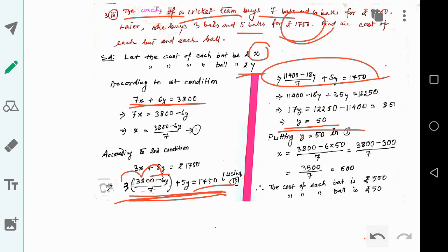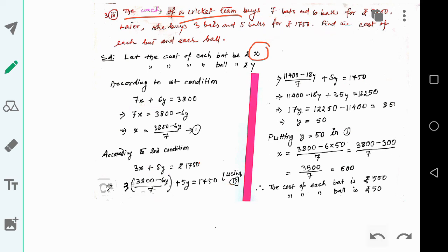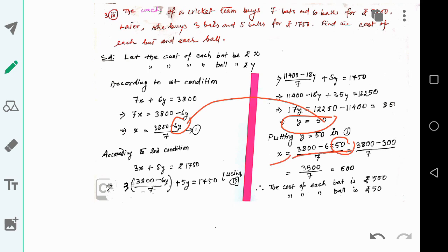Now putting this value of y in equation number 1, there is 6y, so it must be 6 into 50, as we have put 50 here. Here we have got the value of x is 500. That means the cost of each bat is rupees 500 and the cost of each ball is rupees 50.